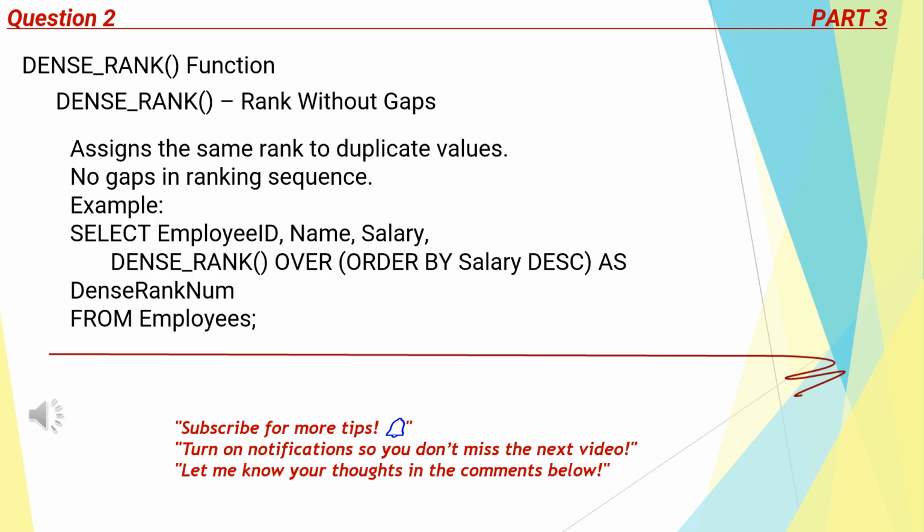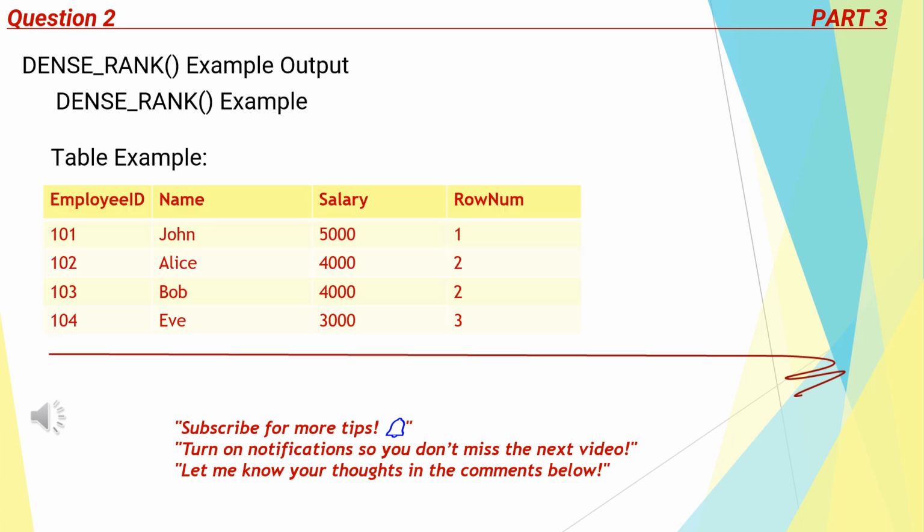The dense rank function is similar to rank but does not leave gaps in the ranking sequence. In this example, Alice and Bob share rank 2, but the next rank is 3 instead of 4. Dense rank ensures no gaps in ranking.